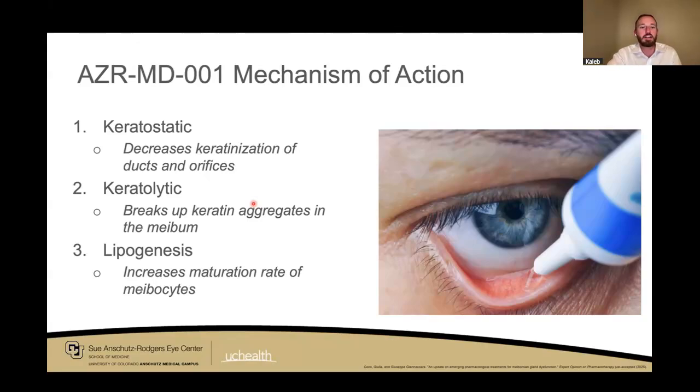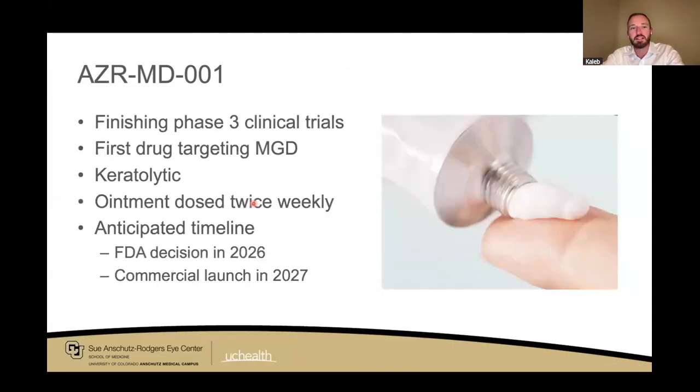It increases the maturation rate of those meibocytes. If you're increasing how quickly the meibocytes are being produced and then bursting into that alveolar duct, you can increase meibomian gland secretions. So this drug is finishing phase 3 clinical trials right now. One nice thing, it's an ointment that is dosed twice weekly.